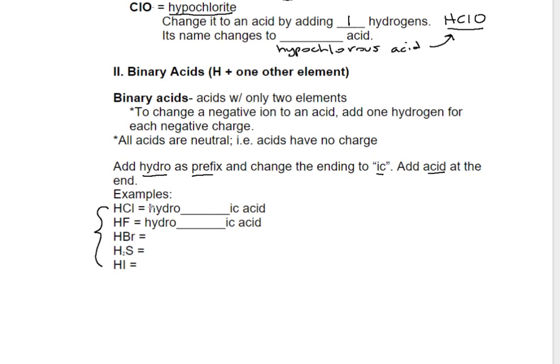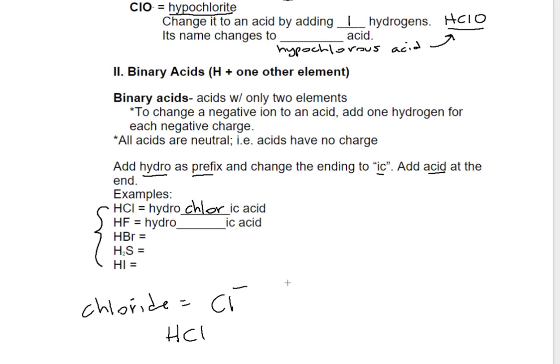So, for example, chloride is just Cl minus. So I have 1 element here, just chloride by itself. If I put that with H plus, I get HCl. This is a binary acid because there are only two elements involved here. And the name of this is going to be hydrochloric acid.